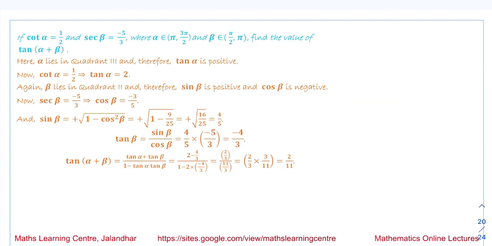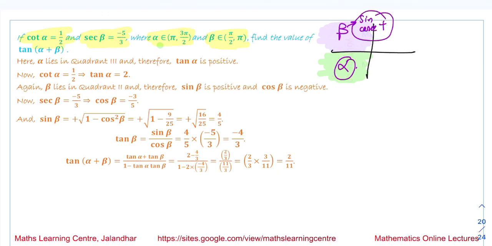Now next we have, if cot of alpha is equal to 1 by 2 and secant of beta is minus 5 by 3, and it is given that alpha lies in the third quadrant and beta lies in the second quadrant. This is where beta is lying, this is where alpha is lying. So for beta, sine and cosecant are positive, and for alpha, tan and cot are positive, all others are negative.